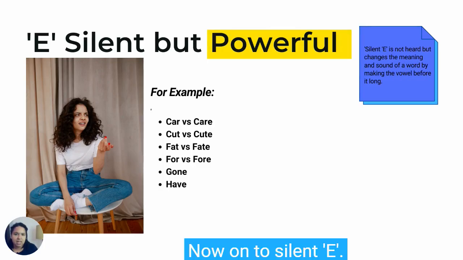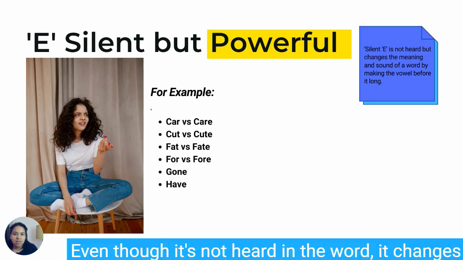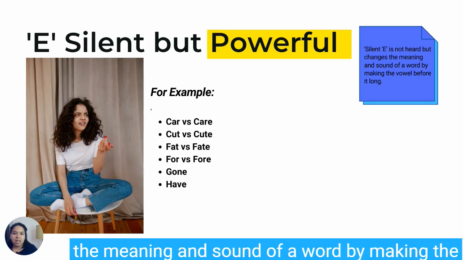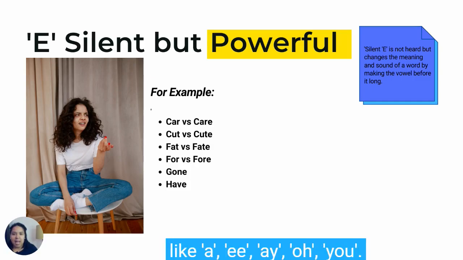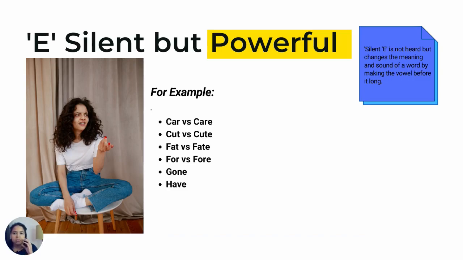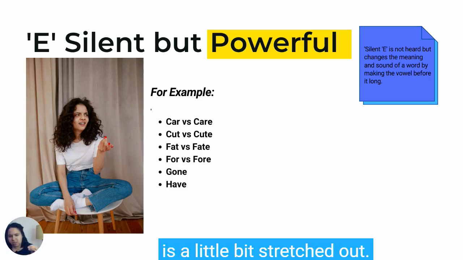Now, on to silent E. Silent E is very powerful. Even though it's not heard in the word, it changes the meaning and sound of a word by making the vowel, remember, A-E-I-O-U, before it long. So a long vowel would be like A, E, I, O, U. Long just means the sound is a little bit stretched out.